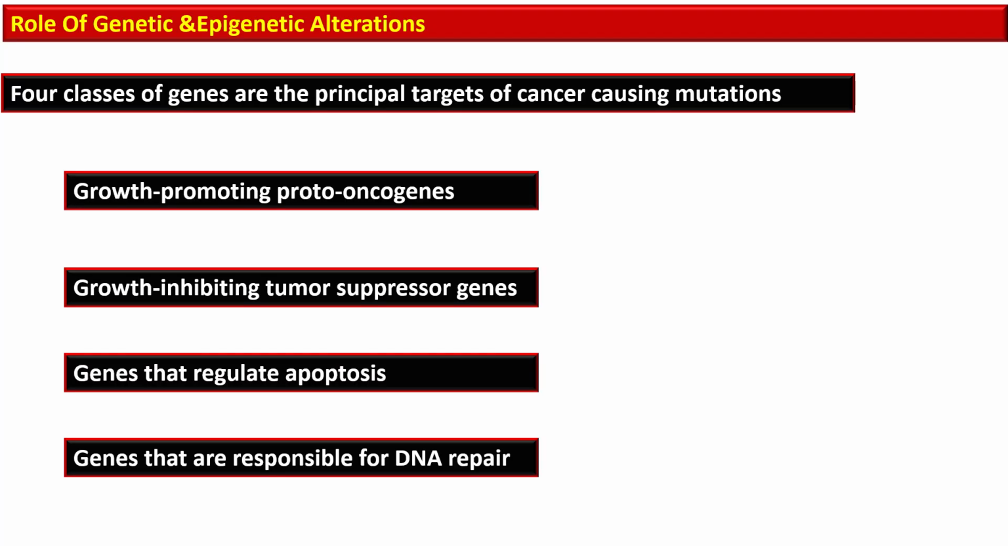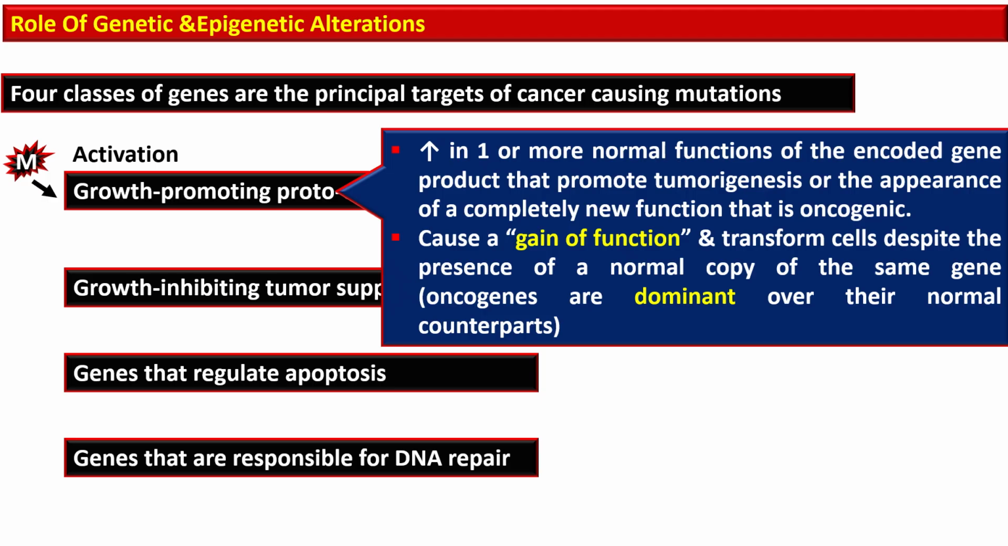One is the proto-oncogenes, or growth-promoting genes. Their normal role is to stimulate cell growth, division of the cell, and survival of the cell. The mutation type present is gain of function mutation, and the effect is a hyperactive protein or new abnormal function. It promotes unregulated growth and survival, and its inheritance pattern is usually dominant. That means that a mutation in one allele is sufficient.